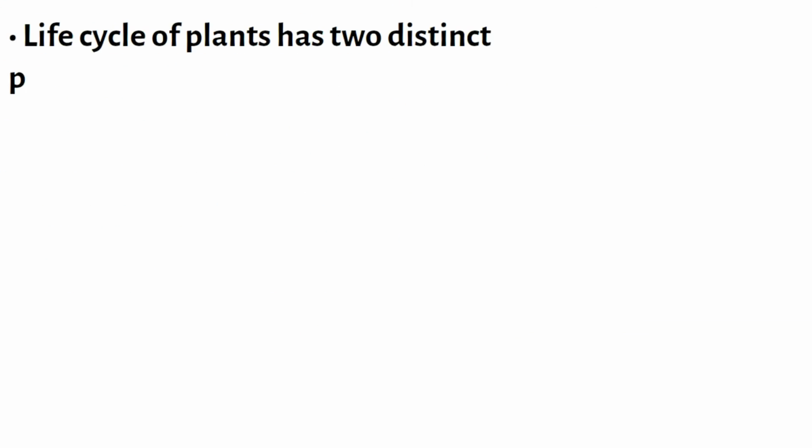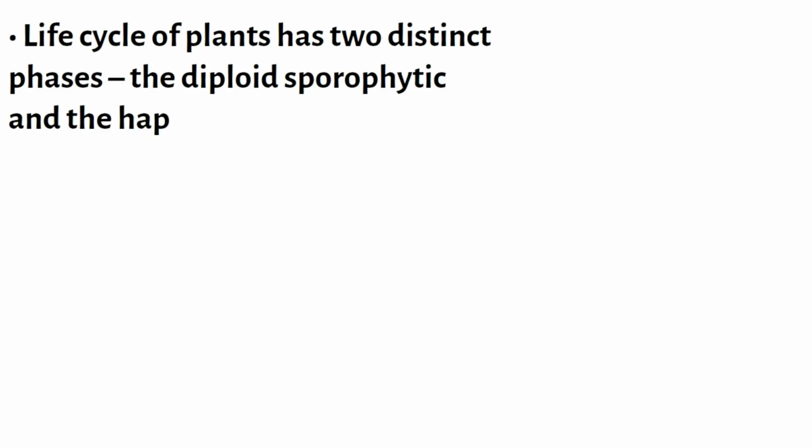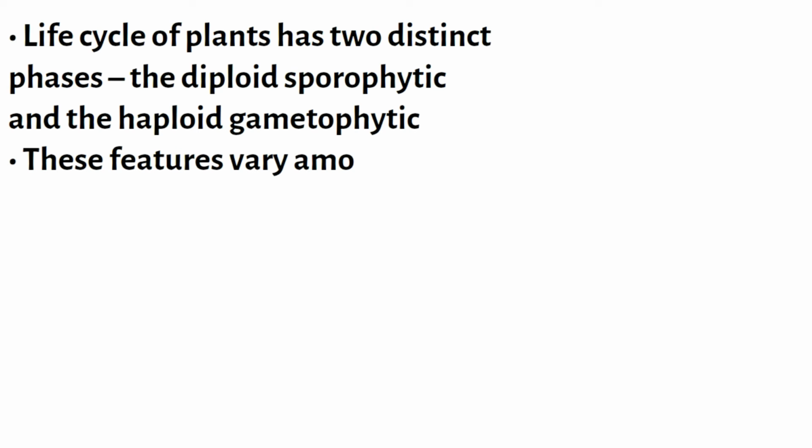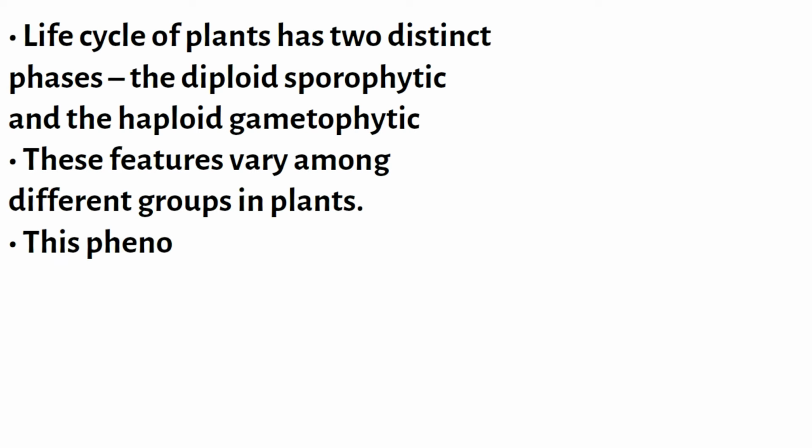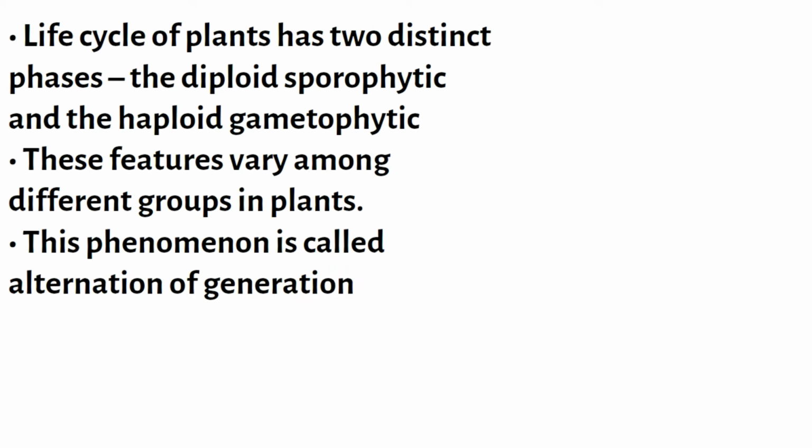Life cycle of plants has two distinct phases, the diploid sporophytic and the haploid gametophytic. These features vary among different groups in plants. This phenomenon is called alternation of generation.